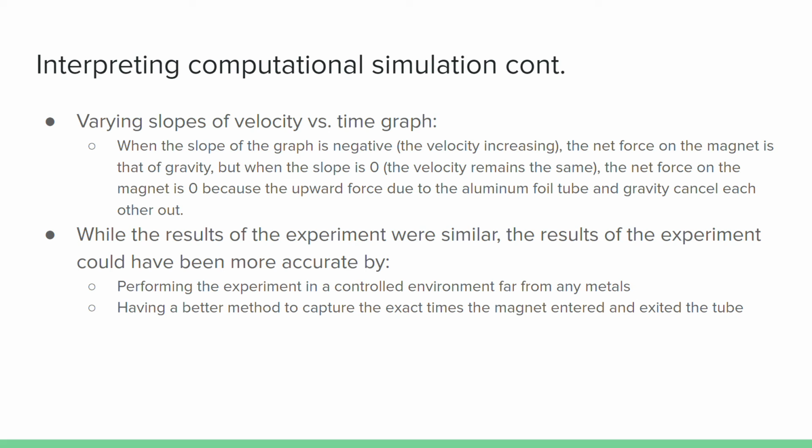While the results of the experiment were similar, they could have been more accurate. Because we were performing in a home environment, they were not as accurate as they could be. We could improve them by performing the experiment in a controlled environment, such as a laboratory, far from any metals. Also, by having a better method to capture the exact times the magnet entered and exited the tube.